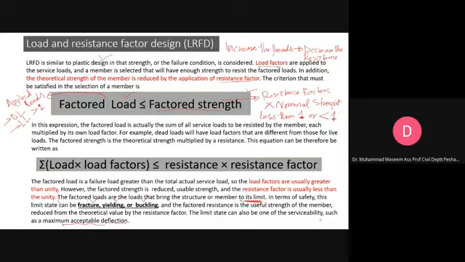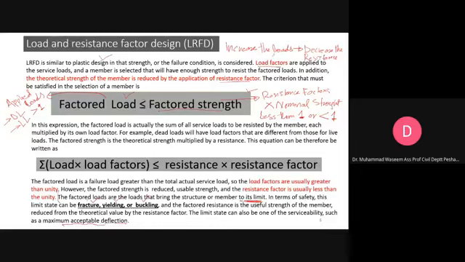And in LRFD, we also use the load factors. We multiply these load factors with the service loads, okay? And then a member is selected that has enough strength to resist these factored loads, okay? Now, one additional thing we do in LRFD is that we not only use the load factors, but we also reduce the resistance of the member by multiplying it by a resistance factor.